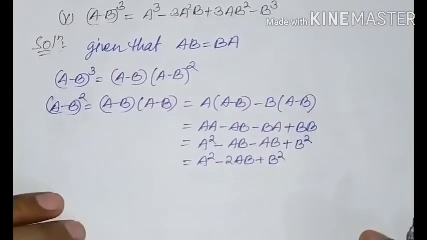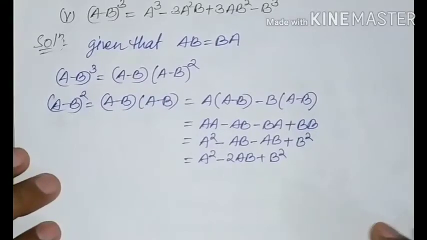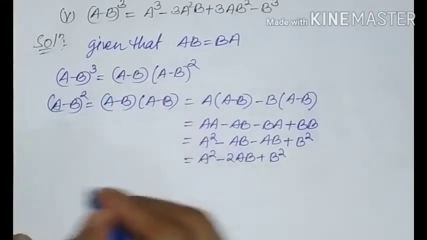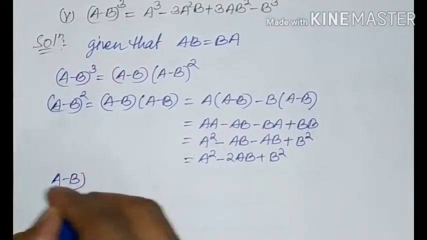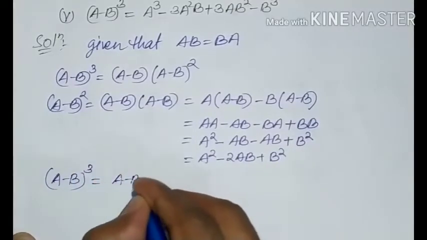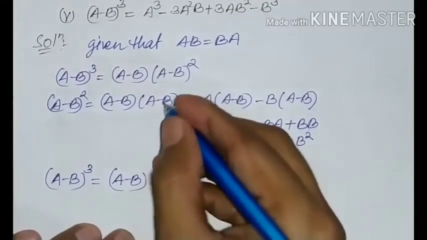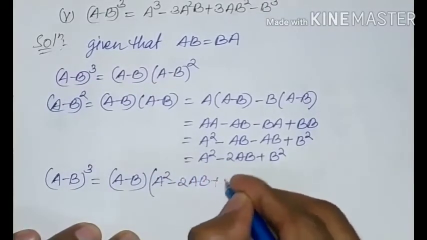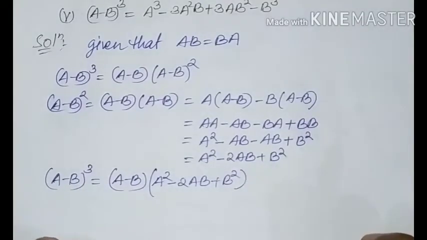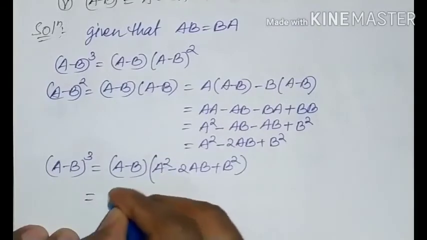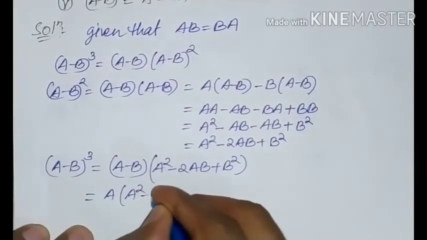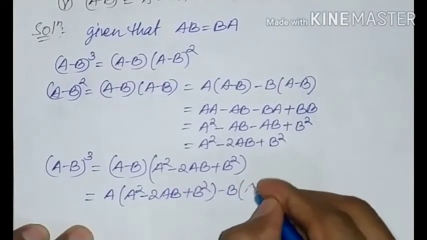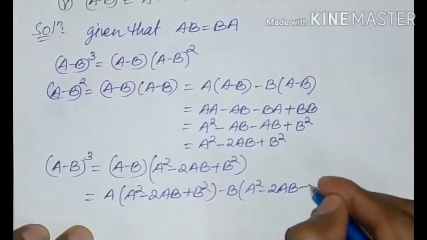So I'm going to put the value of (A minus B) whole square in the first equation. The first equation is (A minus B) whole cube equals (A minus B) times (A minus B) whole square. Then again, (A minus B) whole cube equals (A minus B) times the value of (A minus B) whole square, which is A square minus 2AB plus B square. I'm going to multiply, then it will become A into (A square minus 2AB plus B square), again minus B times (A square minus 2AB plus B square).